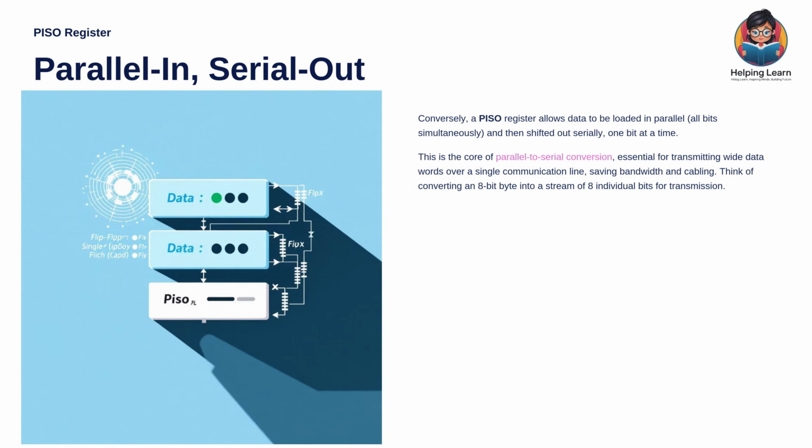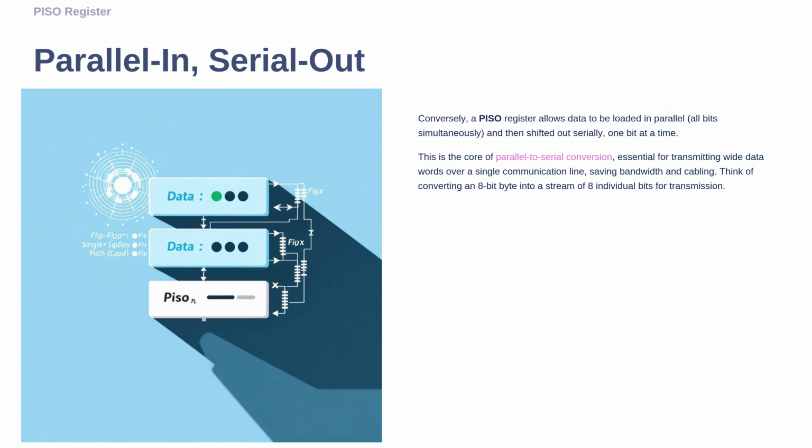PISO register. Parallel in, serial out. Conversely, a PISO register allows data to be loaded in parallel, all bits simultaneously, and then shifted out serially, one bit at a time. This is the core of parallel to serial conversion, essential for transmitting wide data words over a single communication line, saving bandwidth and cabling. Think of converting an 8-bit byte into a stream of 8 individual bits for transmission.